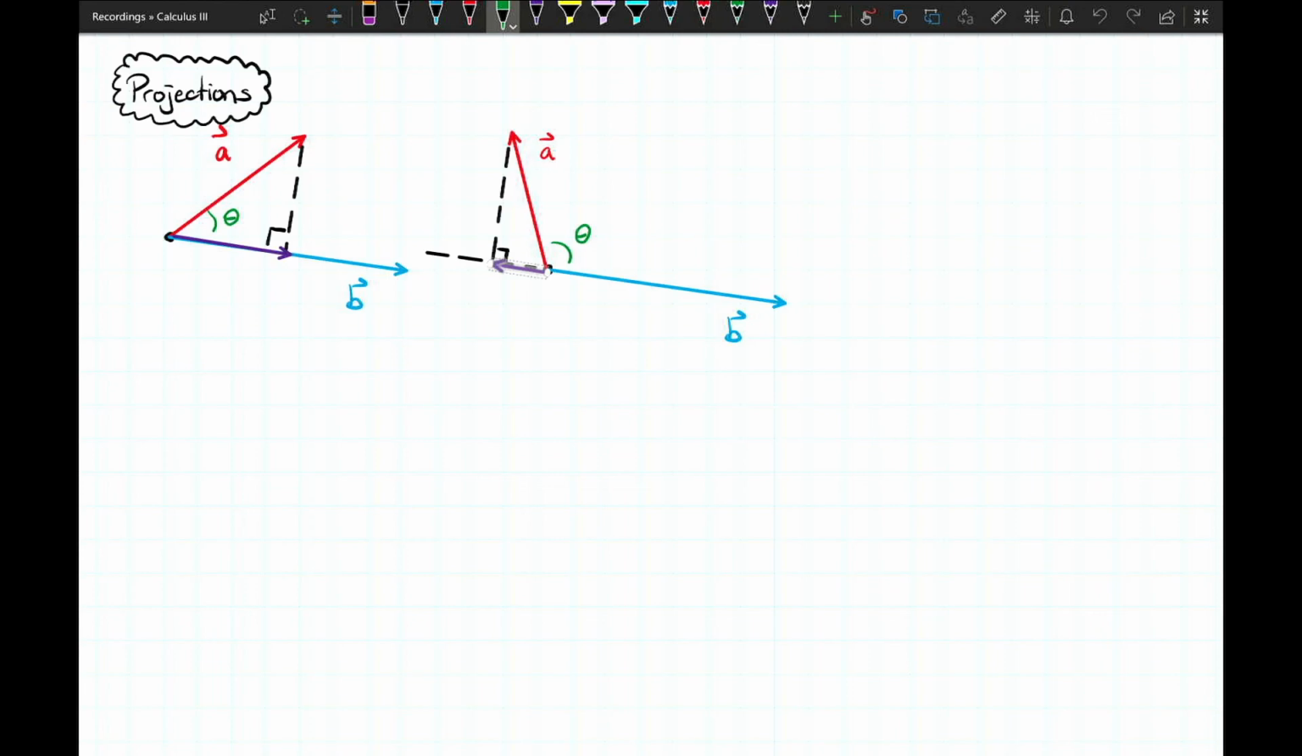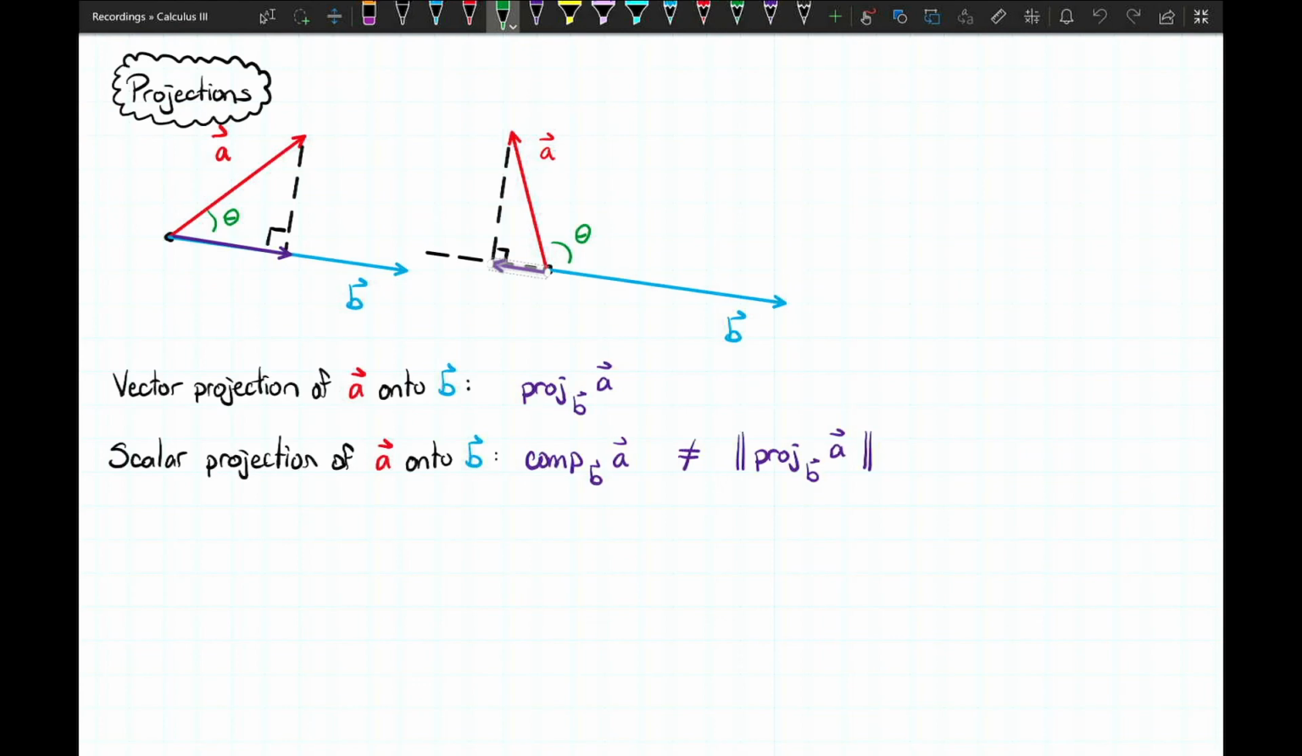Now there's two formulas that we will wish to find out here. One is called the vector projection of a onto b, and that gives us this purple vector. That means that the result is a vector that has a magnitude and direction. However, it may be that we only wish to really find the length of that purple vector. Since we already might know which way it's pointing, we call that the scalar projection of a onto b.